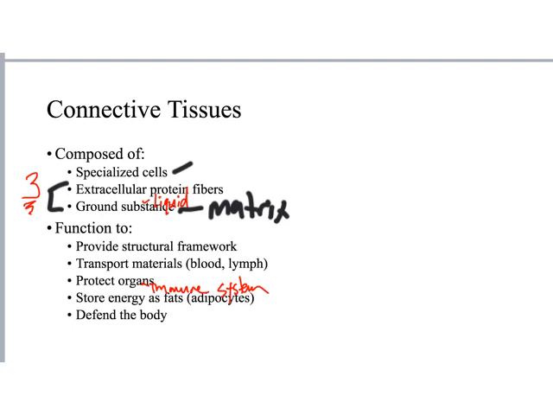That's a type of connective tissue as well. And some of them will defend the body. Some of them will actually have immune cells as part of their makeup, and that's going to help to protect the body. So we'll look at several of these, and we'll see the functions as we go.